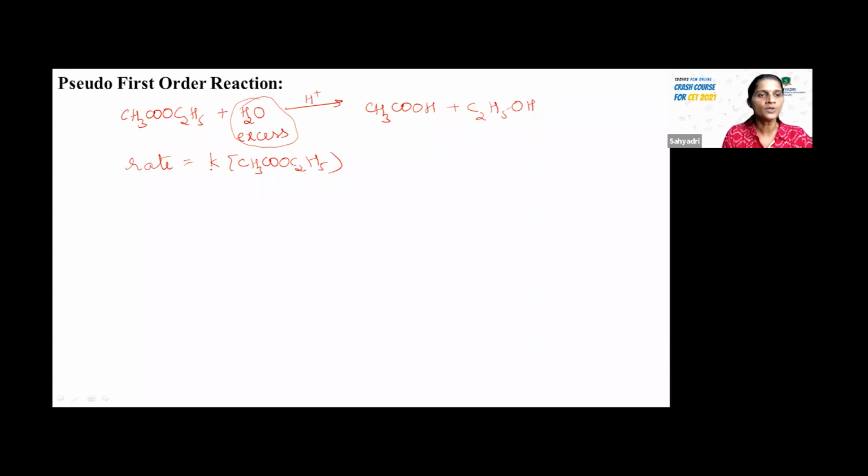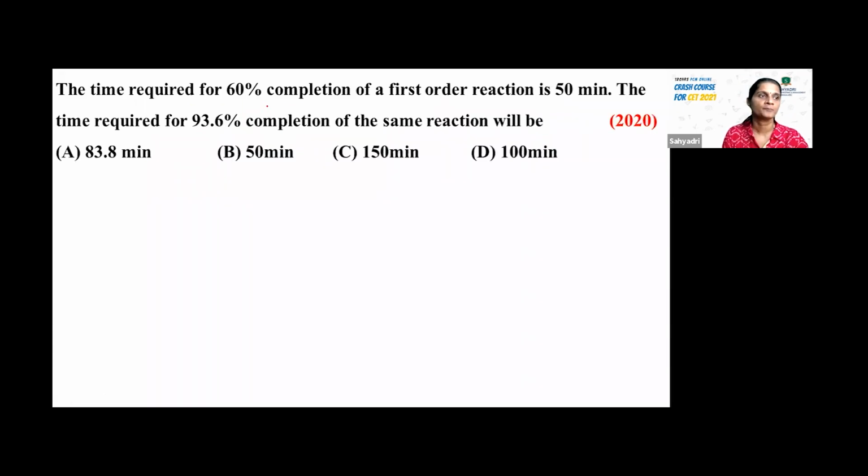So it is a reaction where the molecularity of the reaction is more than 1, but the order of the reaction is 1. It's called pseudo. Pseudo means false. Okay, false first order reaction. I hope this is clear to you. Now the rate depends only on the limiting reagent. Ester is a limiting reagent. But one thing you have to be careful here is the reverse reaction is second order. Reverse reaction is not first order here. Reverse reaction is second order reaction. Okay, that is pseudo first order reaction.